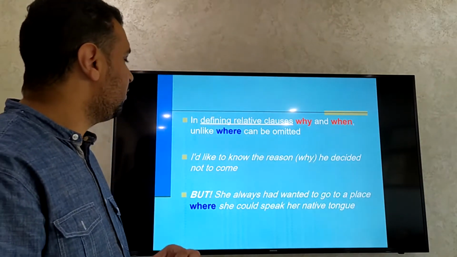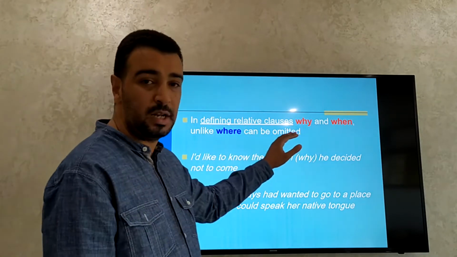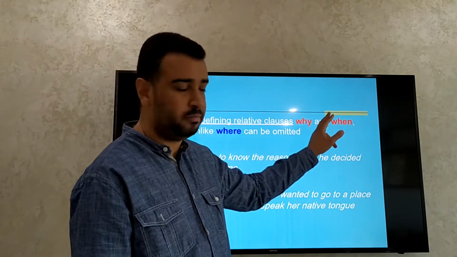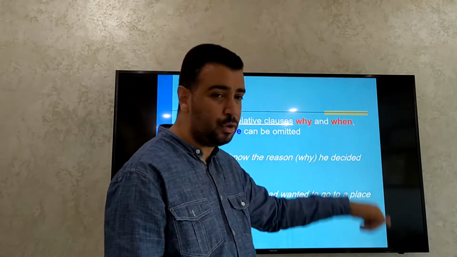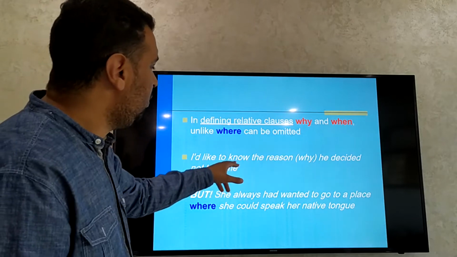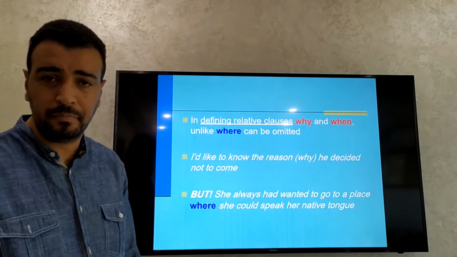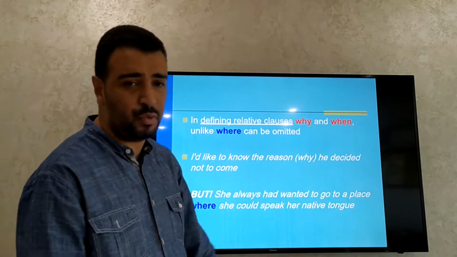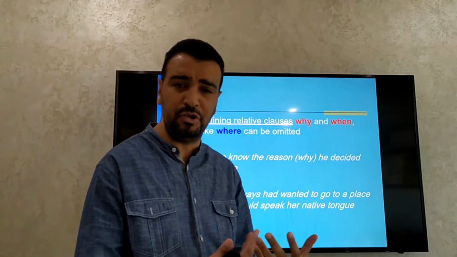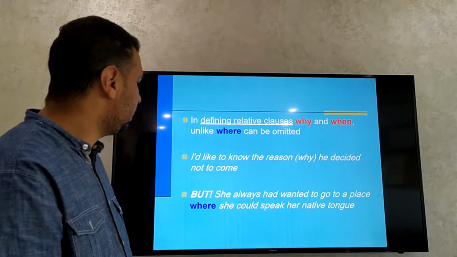In defining relative clauses, why and when can be omitted, like where. In other words, yes, we can omit why and when, but not where. I'd like to know the reason he decided not to come. And we put why between brackets as it is optional. I may leave it there or I can omit it altogether.